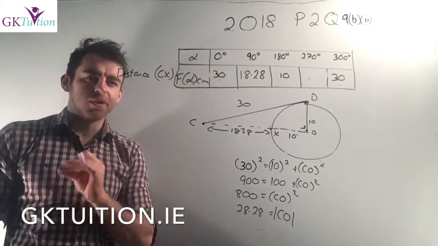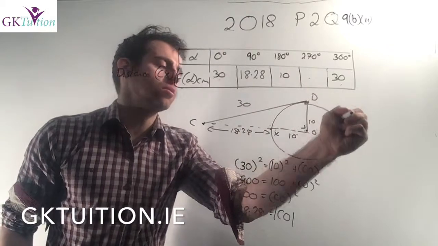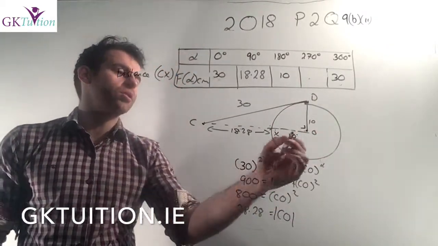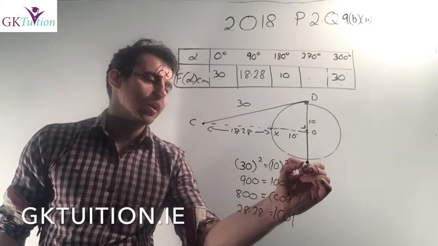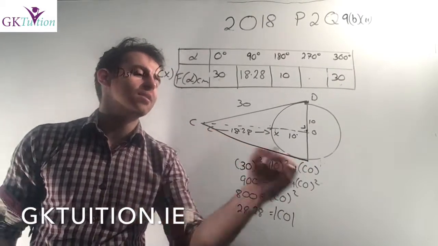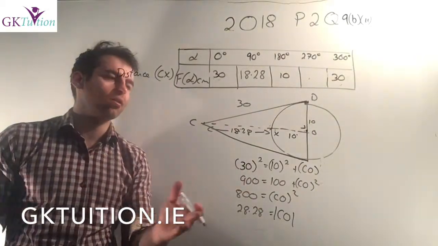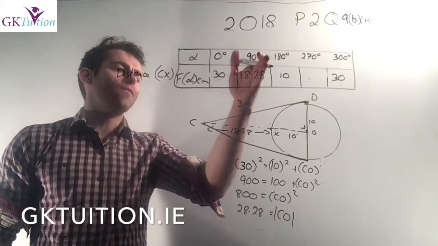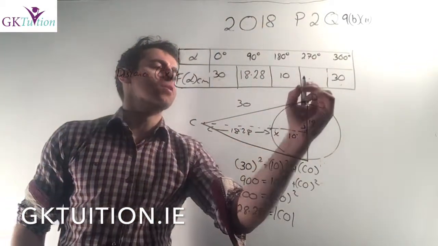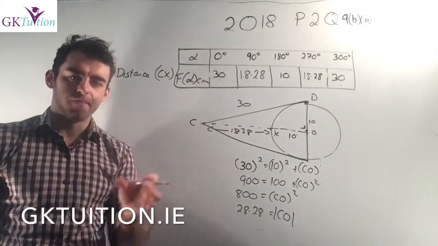Now we don't need to bother doing the other diagram, because just think about what would happen if D continued to go around the circle and when alpha is at 270 degrees, it just goes straight down. You have a scenario like this, and then your tangent is the exact same. That distance would be 30, that distance would be 10, it'd be the same right angle triangle. So when alpha is 90 degrees, f of alpha is 18.28. It's the same when alpha is 270, then f of alpha is 18.28, because it's the same diagram.